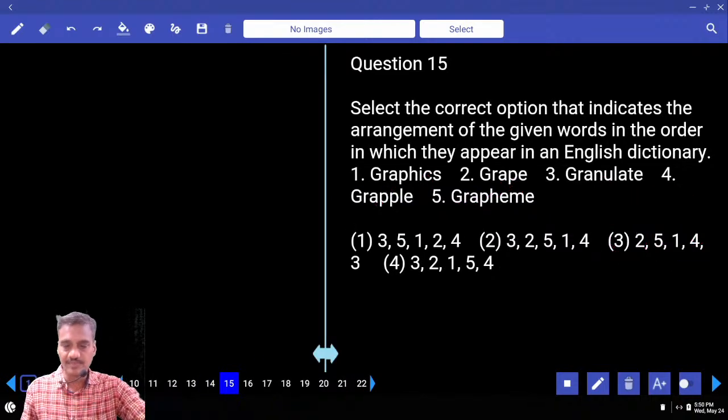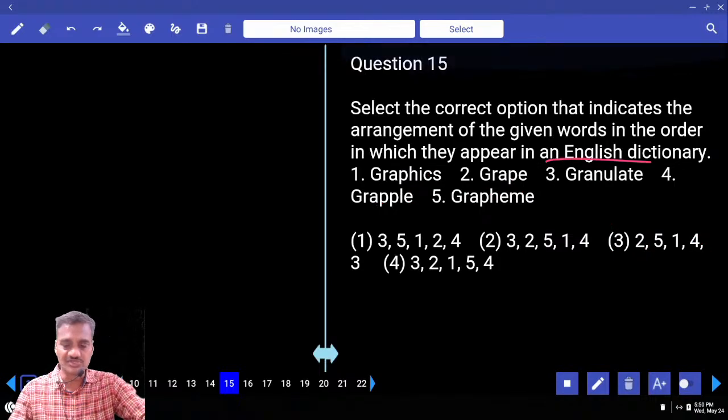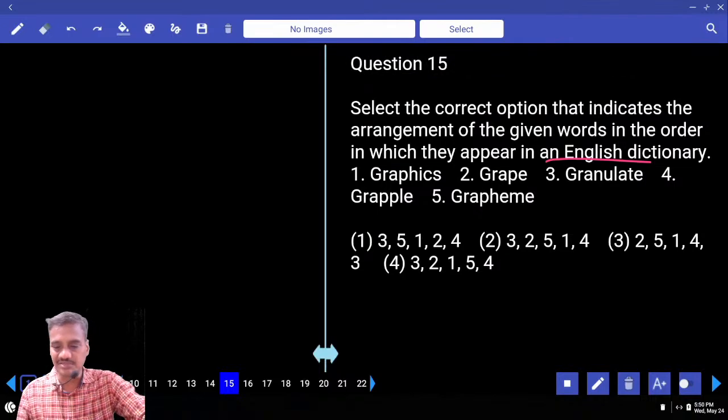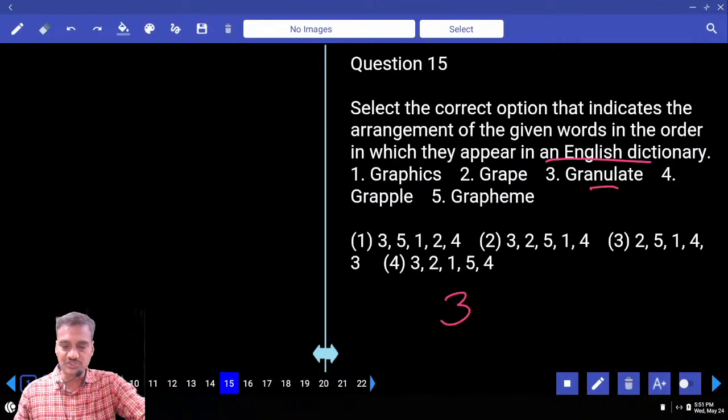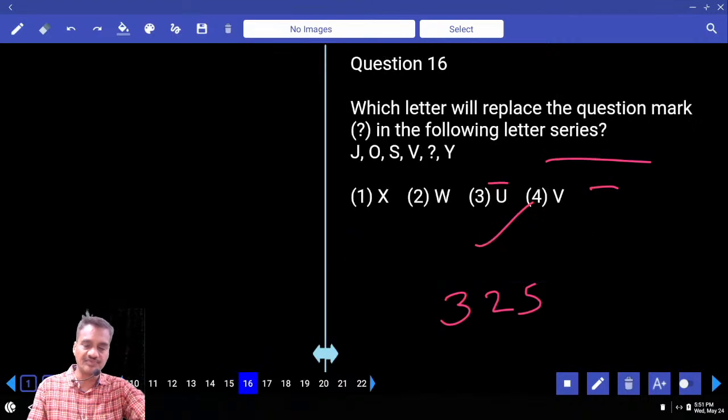Then 15th one, now we need to arrange all these in an English dictionary. Now in this English dictionary, which comes first here? G-R-A-N comes first. And G-R-A-N, that is 3, comes first. And after these 3, next one is what? G-R-A-P-E, 3, 2. And next 2, 3, 2. And next one is what? 5. Now 3, 2, 5, choice 2, question number 15.